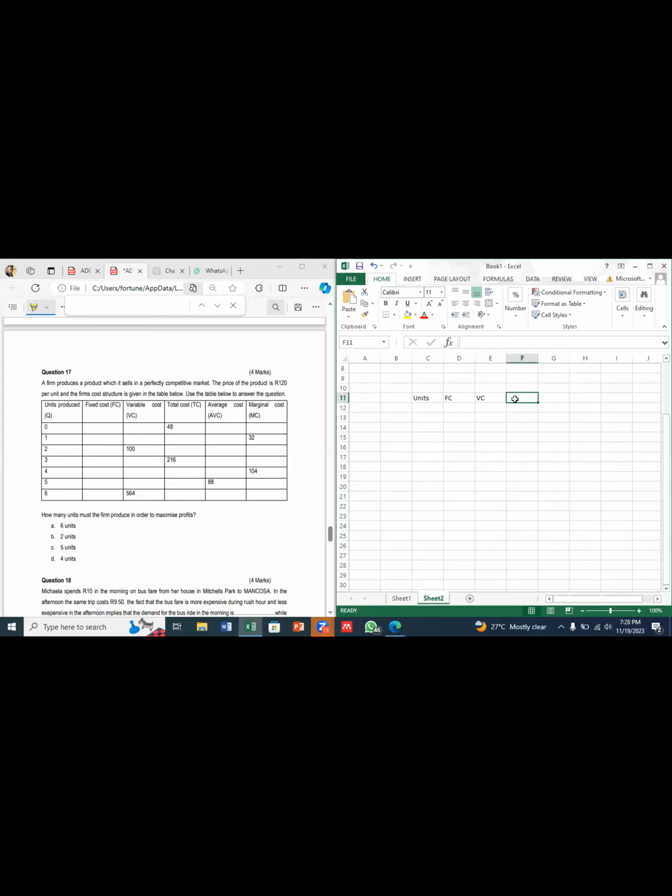All right, but anyway, let's just quickly recover from that. VC, TC, average variable costs, marginal cost, then 0, 1, 2, 3, 4, 5, 6. Then it starts from 100 on number 2, then 48 on 0, then 32 on number 1, then 216 at this juncture here, then 104. If you note any mistake, please notify me. I'm just rushing a bit here. Then we're 564. Right, so these are the figures that you're going to be dealing with.